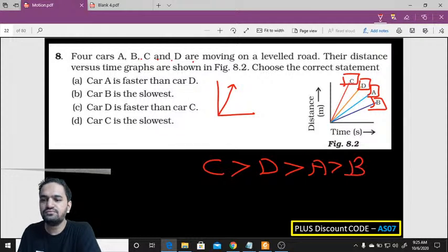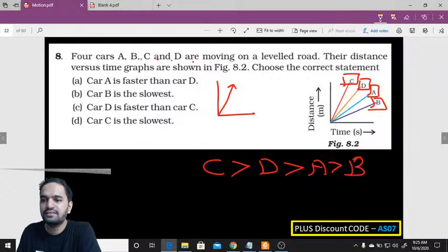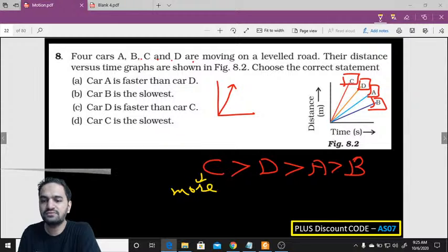Why? What is the reason? Because C has more slope. That is the reason. It has more slope, and the other has less slope.